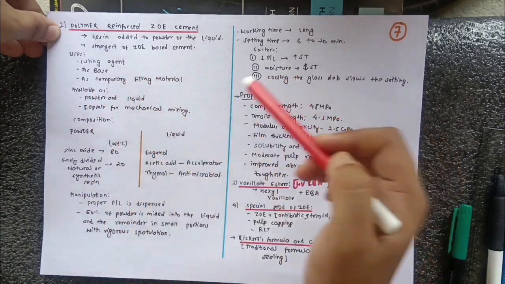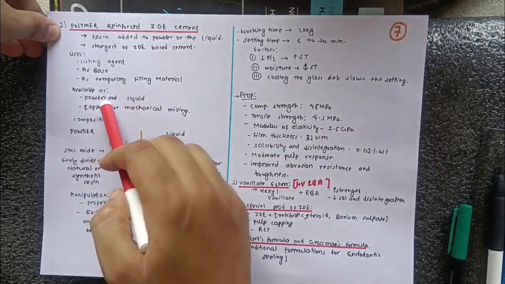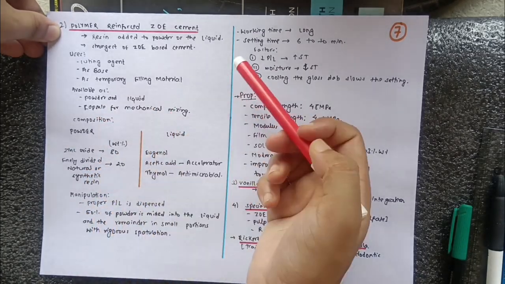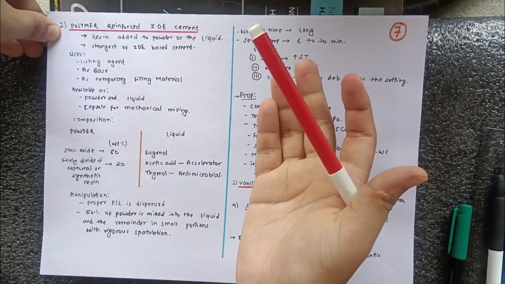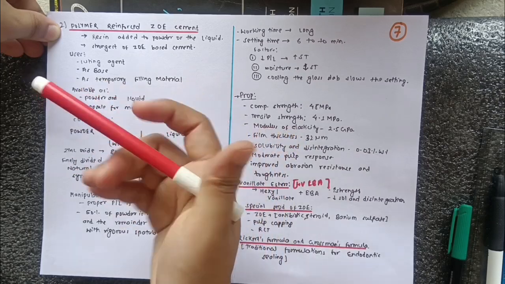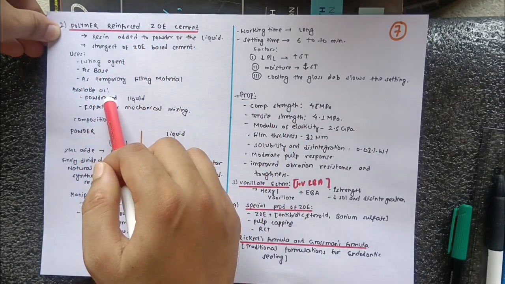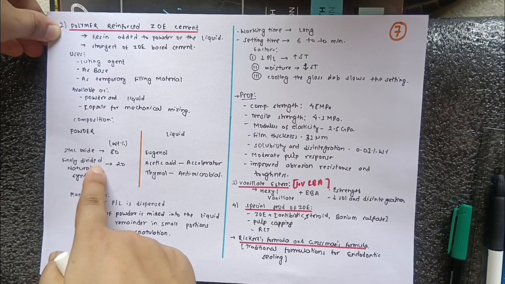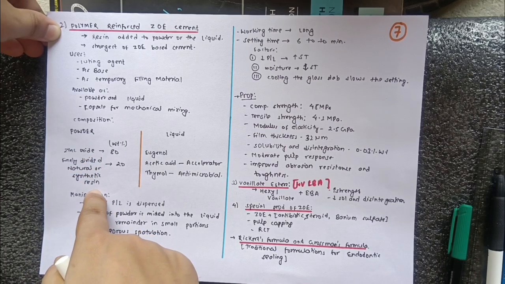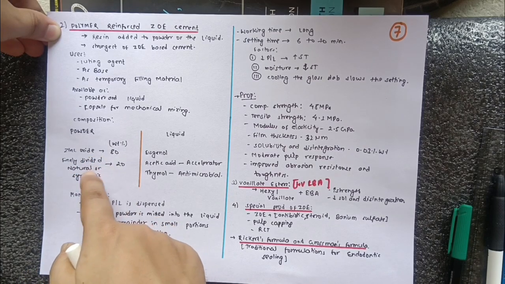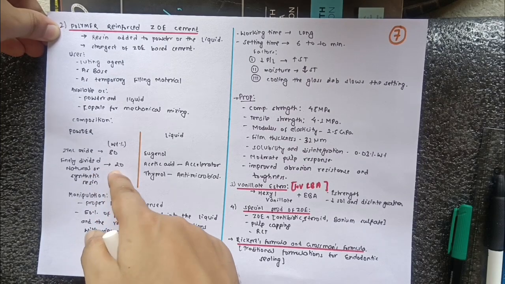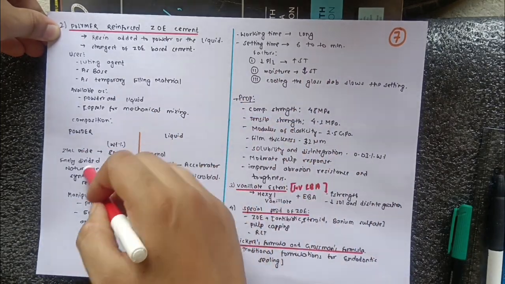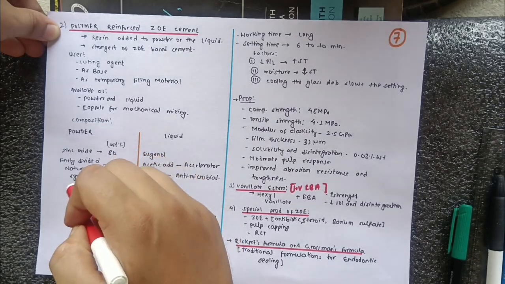Quite similar to the earlier ones, it is available as powder and liquid, and in the form of a capsule. The conventional one we don't get in a capsule form, we just get in a toothpaste form, but this polymer reinforced ZOE we can get in a capsule form too. In the composition there is zinc oxide and finely divided natural or synthetic resin, 18% and 20%. Earlier there was zinc oxide and alumina, but here there is a finely divided natural or synthetic resin.